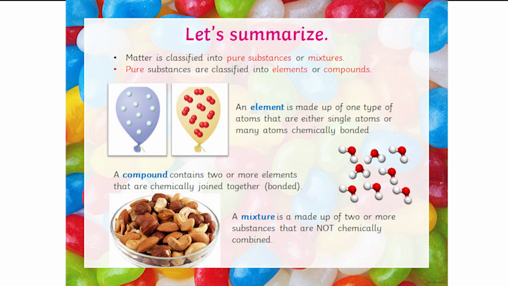Let's summarize. Matter is classified into pure substances or mixtures. When I say pure substances, this means they are elements or compounds and nothing else. An element is made up of one type of atoms that are either single atoms or chemically bonded atoms. A compound contains two or more elements that are chemically joined together. A mixture is made up of two or more substances that are not chemically combined, so I'll separate each substance alone.